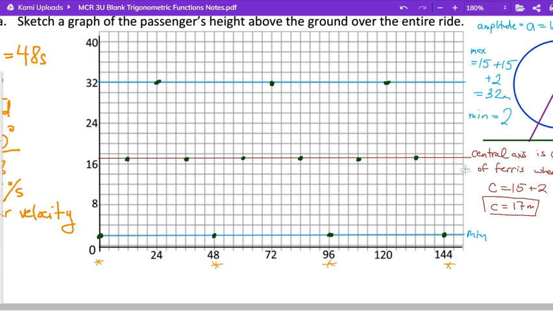This feels difficult. Okay, cosine or sine? Cosine, just a reflection. So let's draw a smooth curve, as smooth as you can.